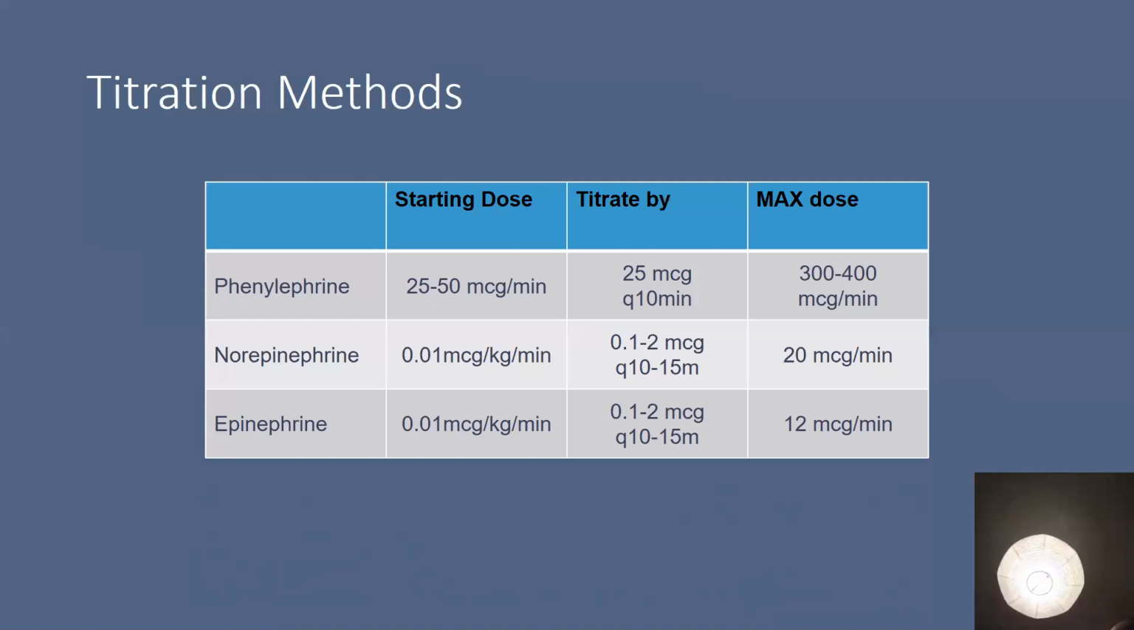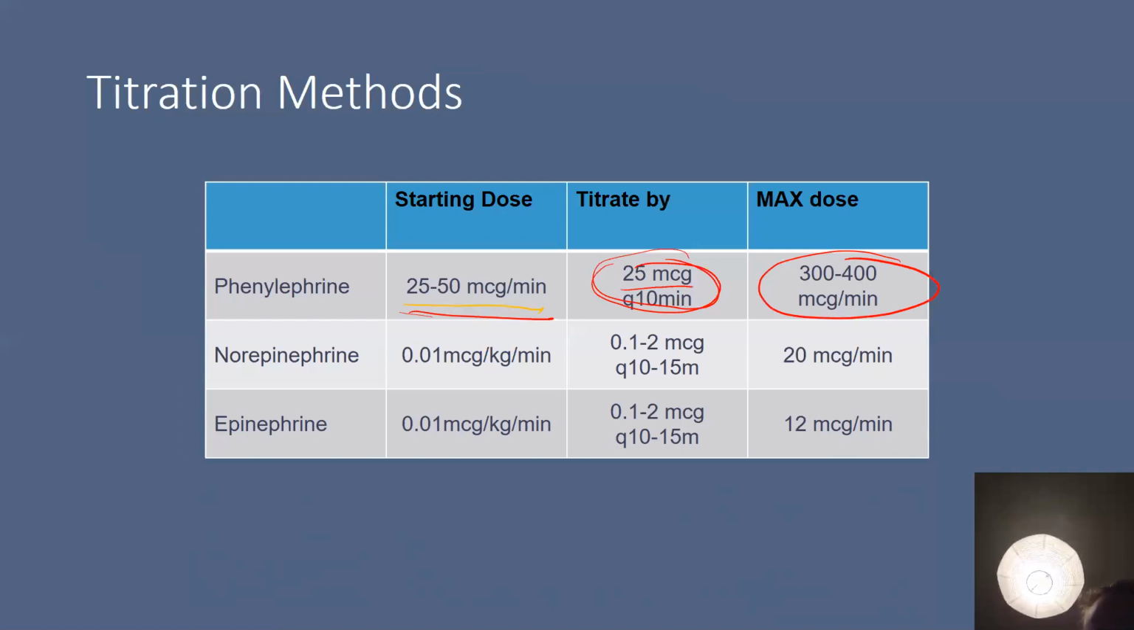So this is how we titrate. Notice again, phenylephrine, we're starting at 25 to 50. We're titrating by 25, but we've got a max range of 300 to 400. So this tells you a lot about the potency of the medication. Not very potent. We've got a fairly large 25 dose change, and we've got this really wide range here. So you've got a lot of dose changes. And I go over that because thinking about your starting dose, your titration, and your max helps you really understand the drug's properties a lot more.